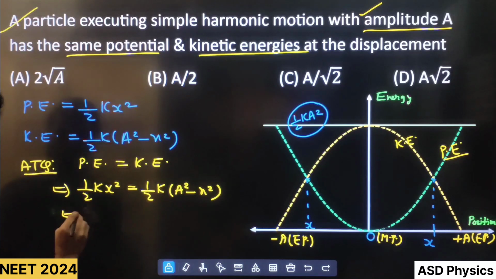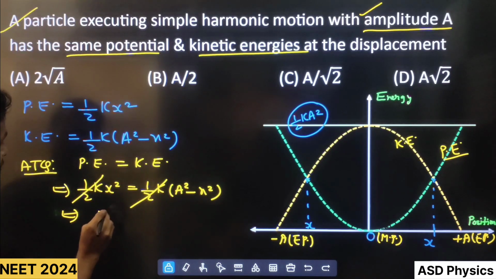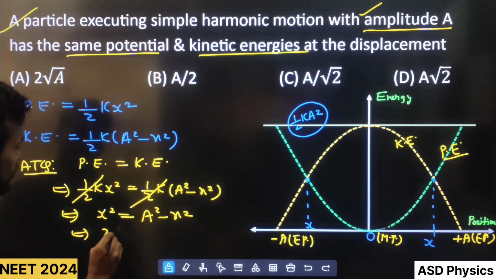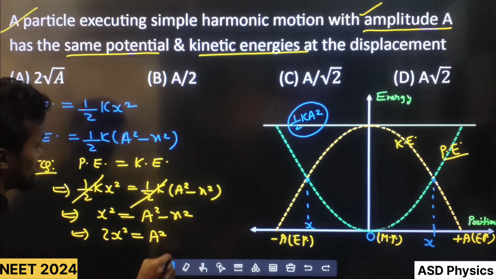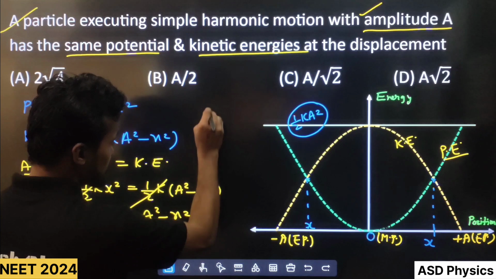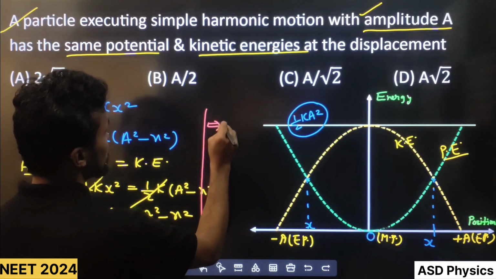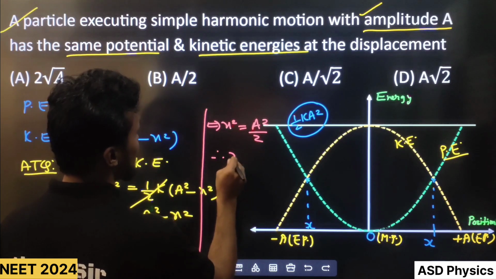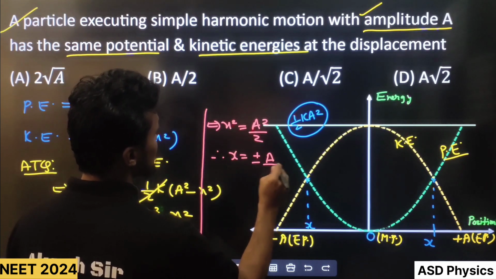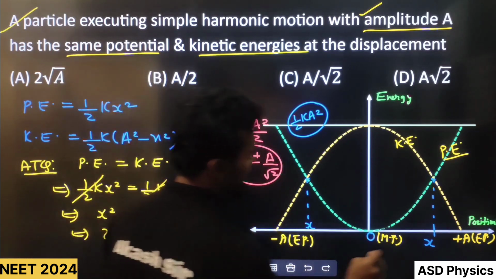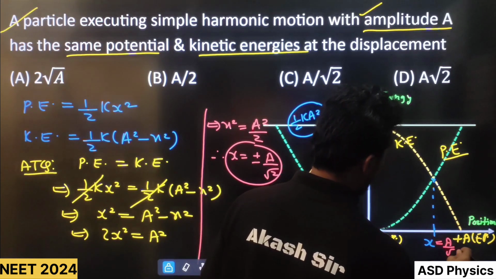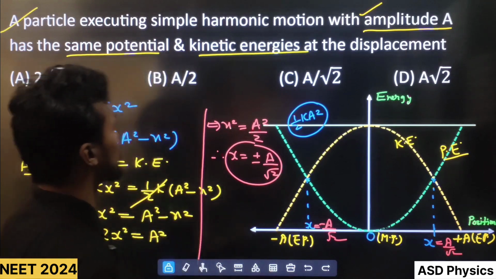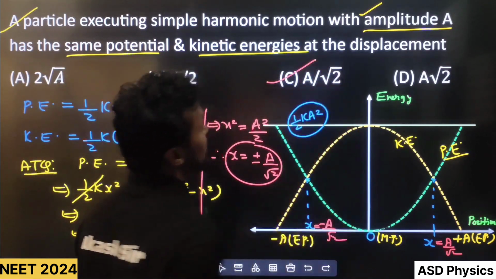Now, on both sides half K cancels. So x square is equal to A square minus x square, or we can say 2x square is equal to A square. That means x square is equal to A square by 2. Hence x is plus or minus A by root 2. This one is A by root 2, and this one is minus A by root 2. So the correct answer is, in magnitude, A by root 2.